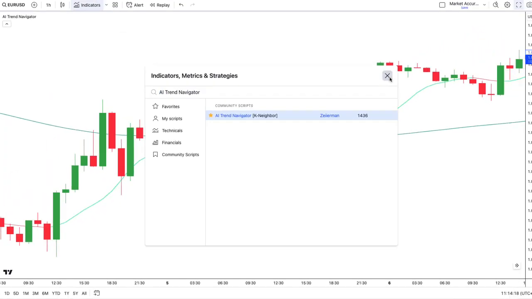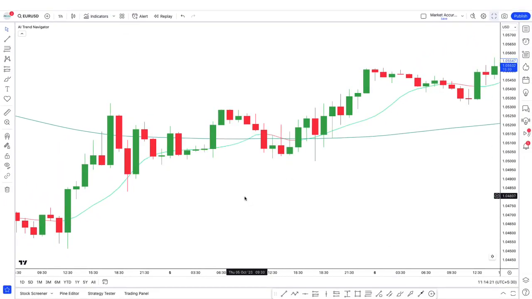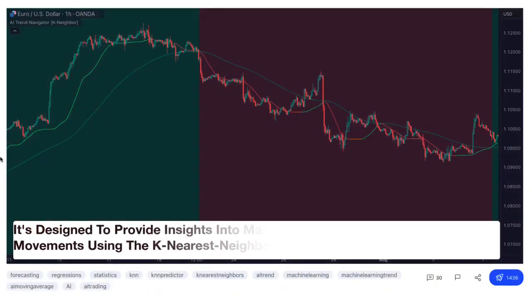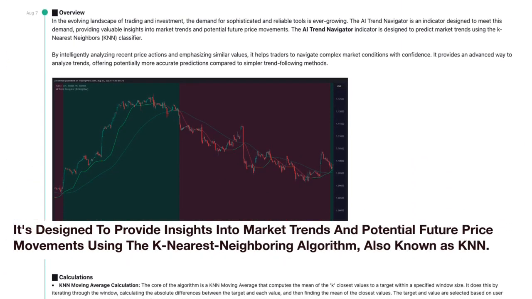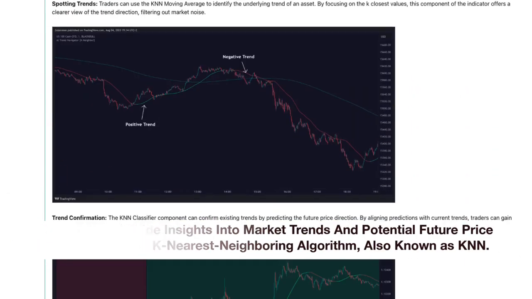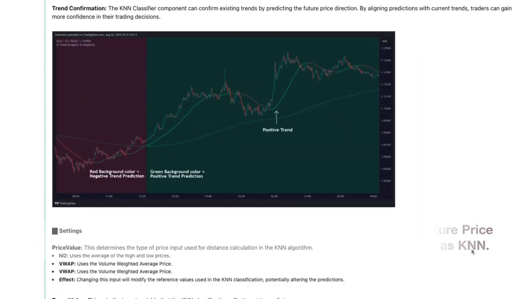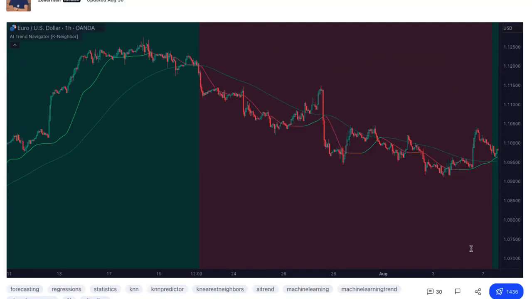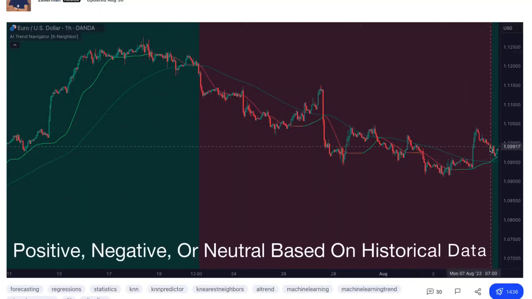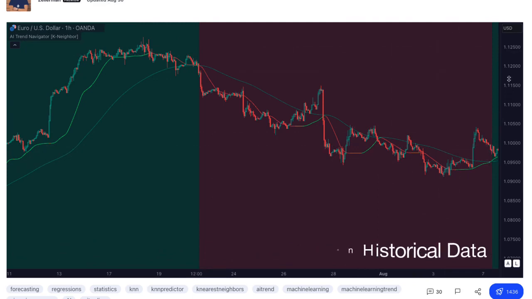The AI Trend Navigator is a sophisticated tool. It's designed to provide insights into market trends and potential future price movements using the K-nearest neighbors algorithm, also known as KNN. KNN is a type of machine learning algorithm used for both classification and regression. In this context, it's used to classify price action trends as either positive, negative, or neutral based on historical data.